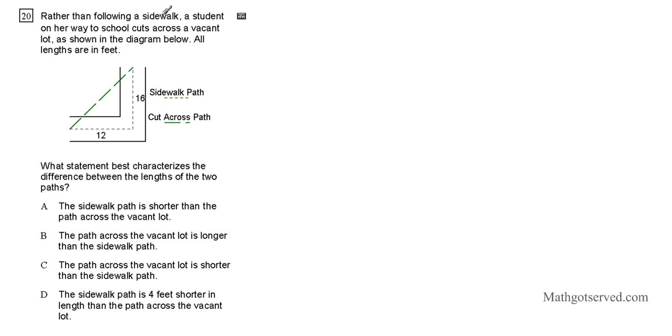Rather than walk on the sidewalk, a student on her way to school cuts across a vacant lot, as shown below. What best characterizes the difference between the lengths of the two paths? So let's figure out what the length of this shortcut is. So we have a right triangle. So let's create a right triangle for ourselves and figure out how long the shortcut is, and then we can answer the question. Okay. So how do we figure out the length of a shortcut? We need to use the Pythagorean theorem.